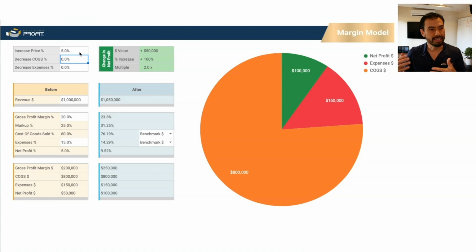What we can see instantly is the effect that will have on this business. So you can see in this column here that there's the before, which shows us exactly what it was like before, and now there's the after column. In the after column, what it's telling us is that we've increased our overall revenue by $50,000. We've increased our gross profit margin to 23.8% in this case, and what we've done is we've kept the cost of goods sold and the operating expenses at the same dollar value.